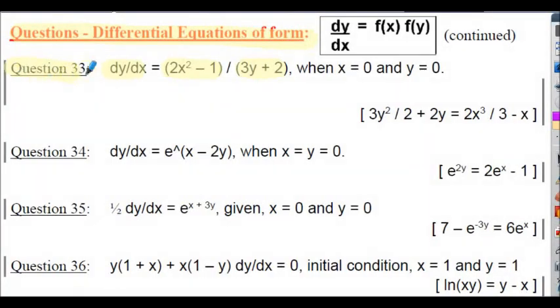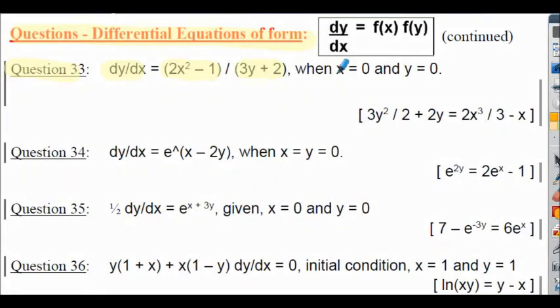And note within question 33, as indeed within all the questions on this slide, we're given an initial condition of x is equal to 0, y is equal to 0. So that will allow us to find a particular solution. Notice in the answer in the square bracket here, there is no constant of integration c. We've been able to evaluate the constant of integration because we're given the initial condition. And that's the same for all of the questions.